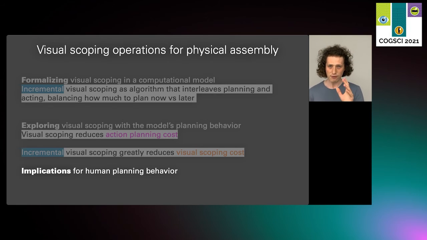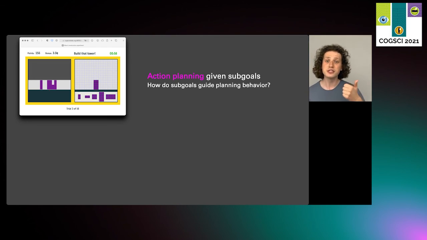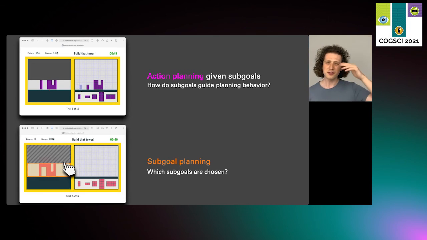So, we have a model that can solve these kinds of physical assembly tasks using these different strategies. Now we can ask, which of these strategies best explains human behavior on the same task? So in these future experiments, we can make use of the fact that we can give the same block tower reconstruction task that we gave to the models to people. And here we can use visual scoping in two ways. First, we can use it to induce subgoals to investigate human action planning conditional on a certain sequence of subgoals. But we can also use it to study the choice of subgoals itself.